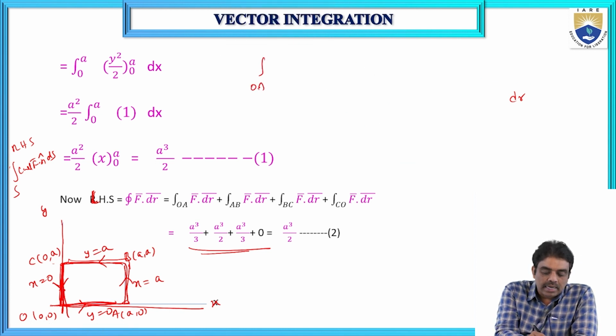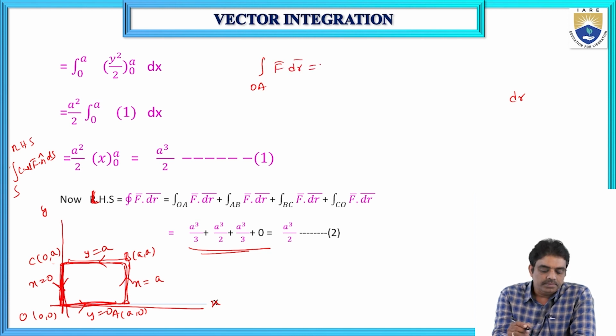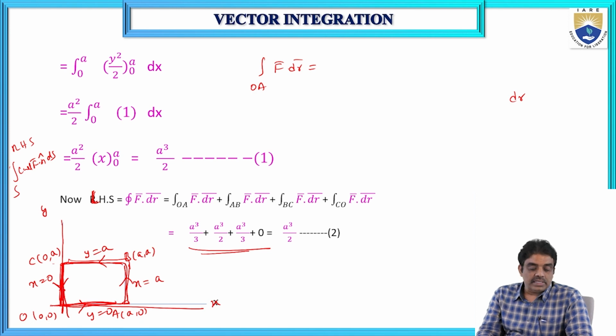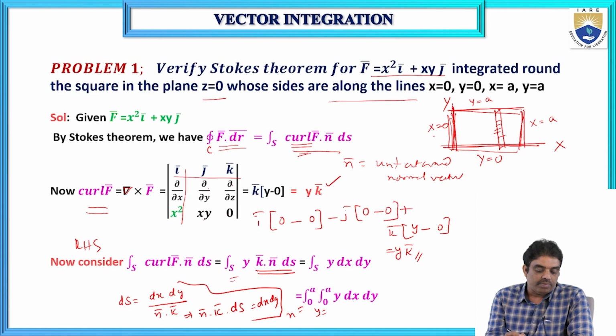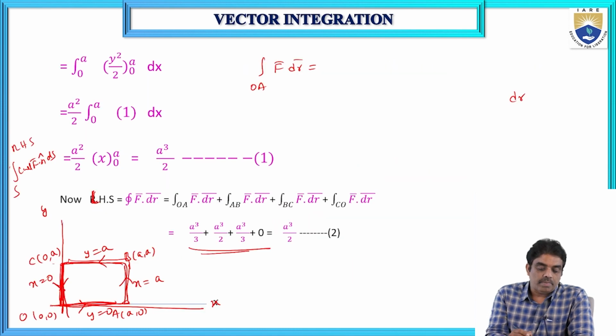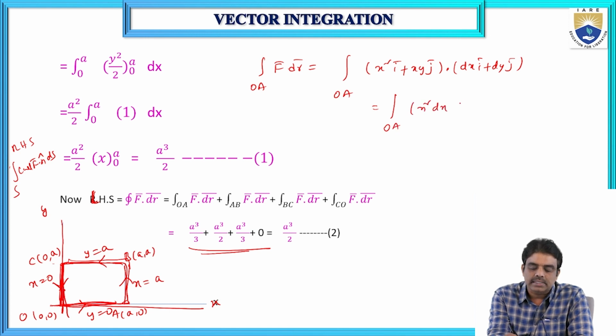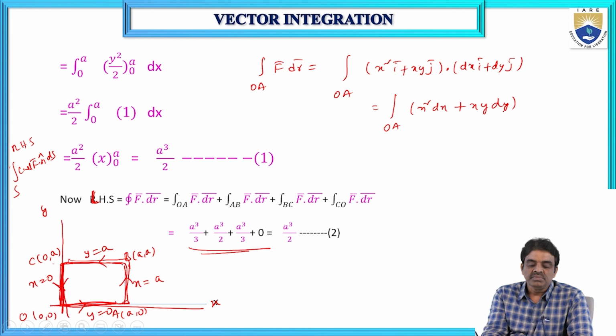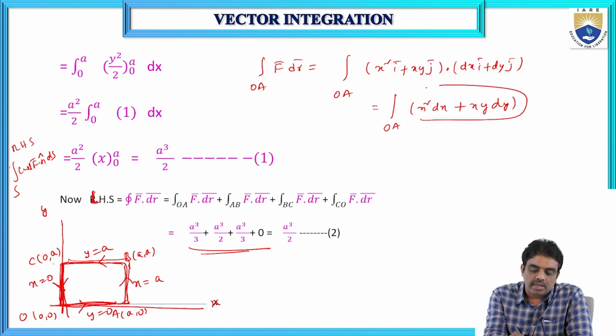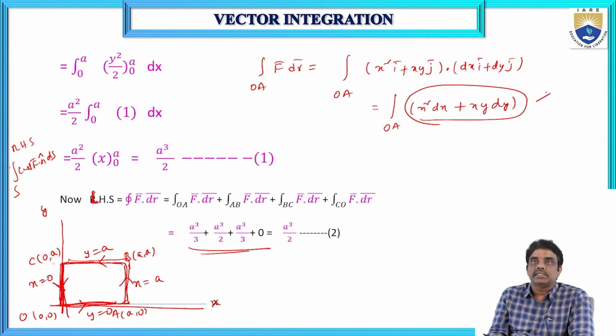First, the integral along OA of f bar dot dr bar. What is f bar dot dr bar? Already we have calculated f bar dot dr bar. What is f bar? x square i bar plus xy j bar, the dot product with dx i bar plus dy j bar. This is equal to integral along OA x square dx plus xy dy. This is f bar dot dr bar, keep this in mind. In every integral, we can substitute this only.